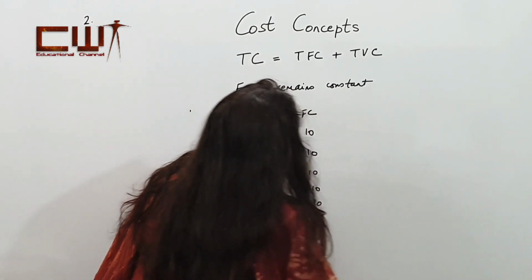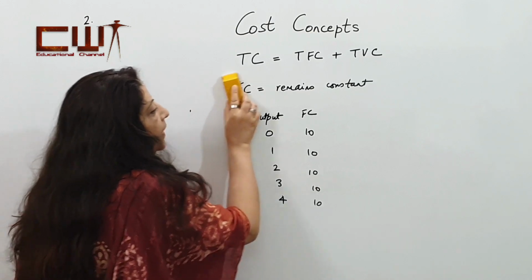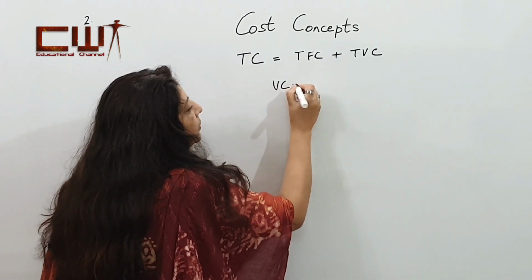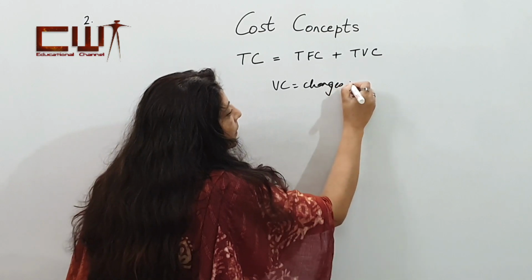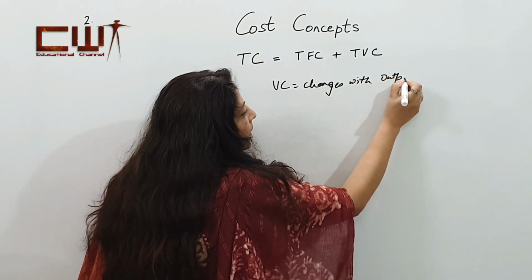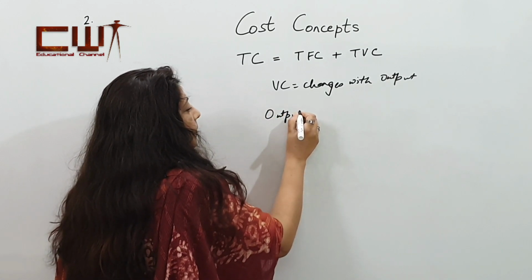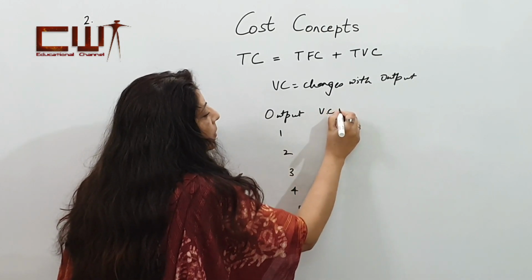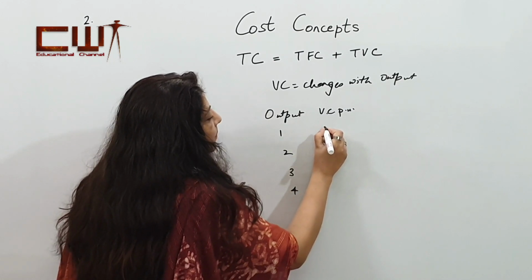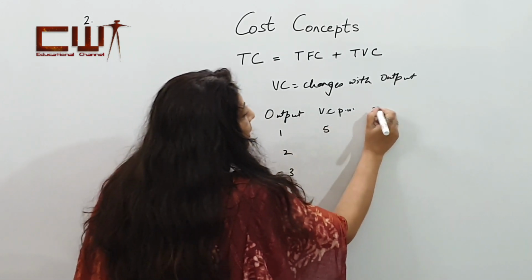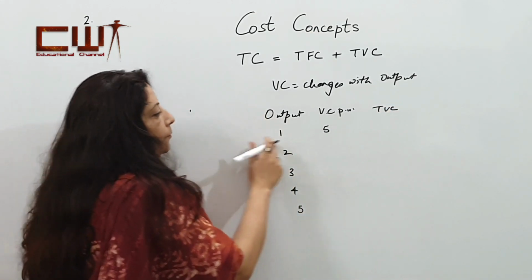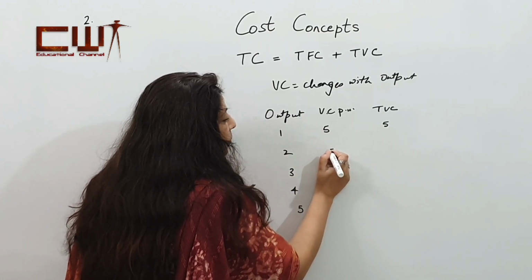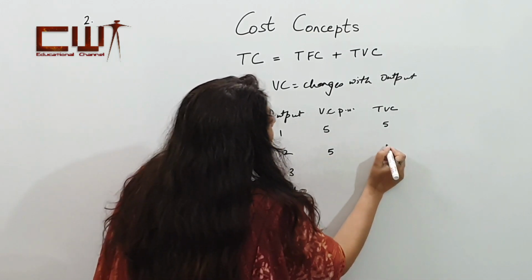Next portion of total cost is the total variable cost. Variable cost, as its name suggests, will vary with the change in the output. So, variable cost changes with the output. Let us suppose our output is 1, 2, 3, 4, 5 units. Let us suppose the variable cost per unit is 5 rupees. So, total variable cost in case of 1 unit of output is 5 rupees. The variable cost per unit when you are producing 2 units is also 5, so this total variable cost becomes 10.